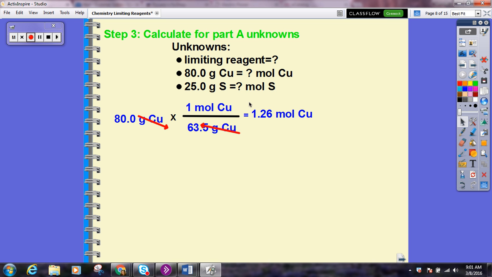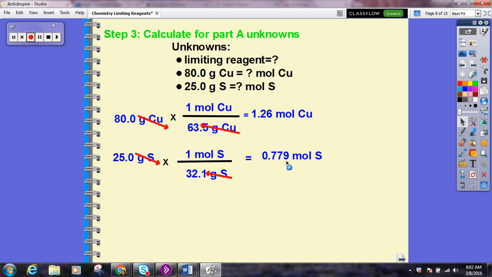But now we have to figure out our moles of sulfur. 25.0 grams of sulfur multiplied by what we found on the periodic table, 1 mole of sulfur over 32.1 grams of sulfur. We cross out grams of sulfur, and we end up with 0.779 moles of sulfur. Fantastic, now we have everything in moles, which is what our equation is in. But now we need to find our limiting reagent.